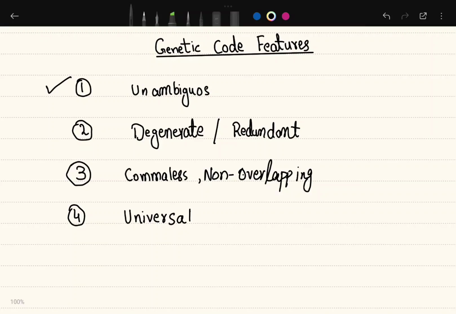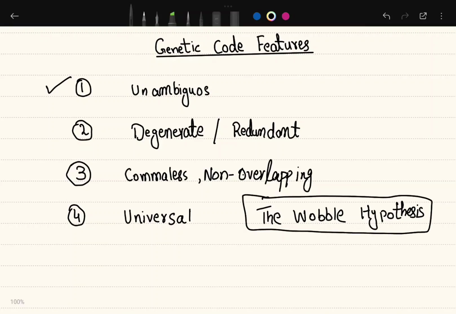The Wobble Hypothesis. This explains how the synonym rule works. The first two letters of the code are strict and essential, but the third letter has some wobble room. Often you can change the third letter and it still means the same thing. It's the Wobble Hypothesis. Two letters are very important and the third letter has some wobble room. Often you can change the third letter and it still means the same thing.